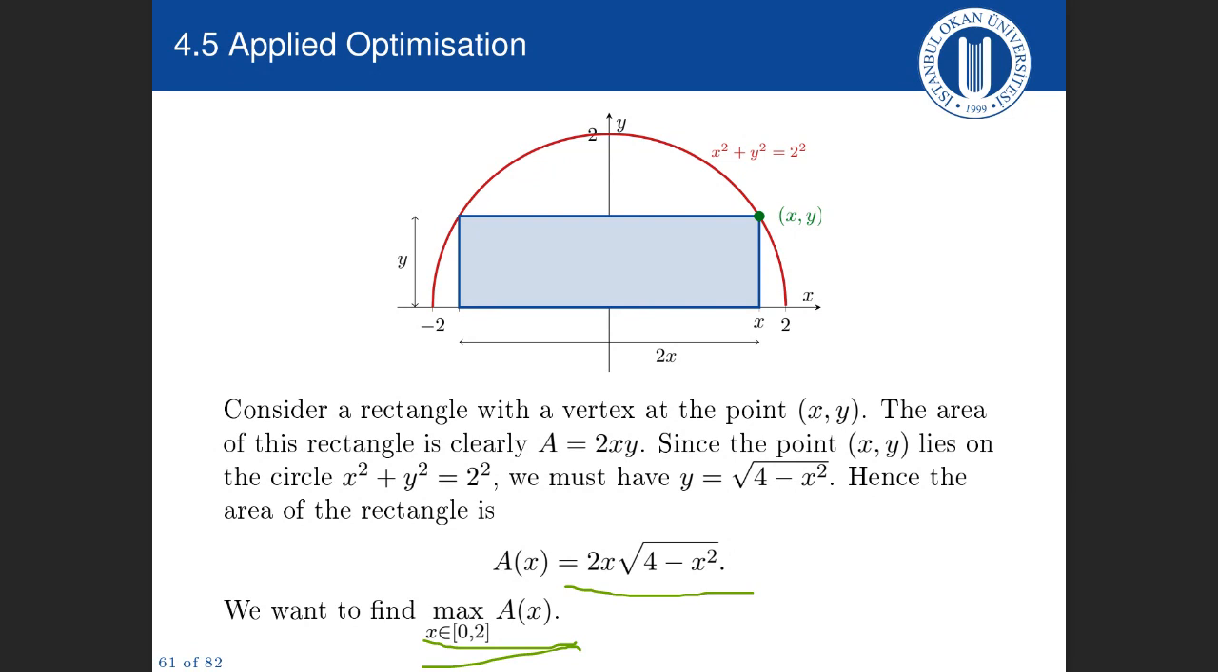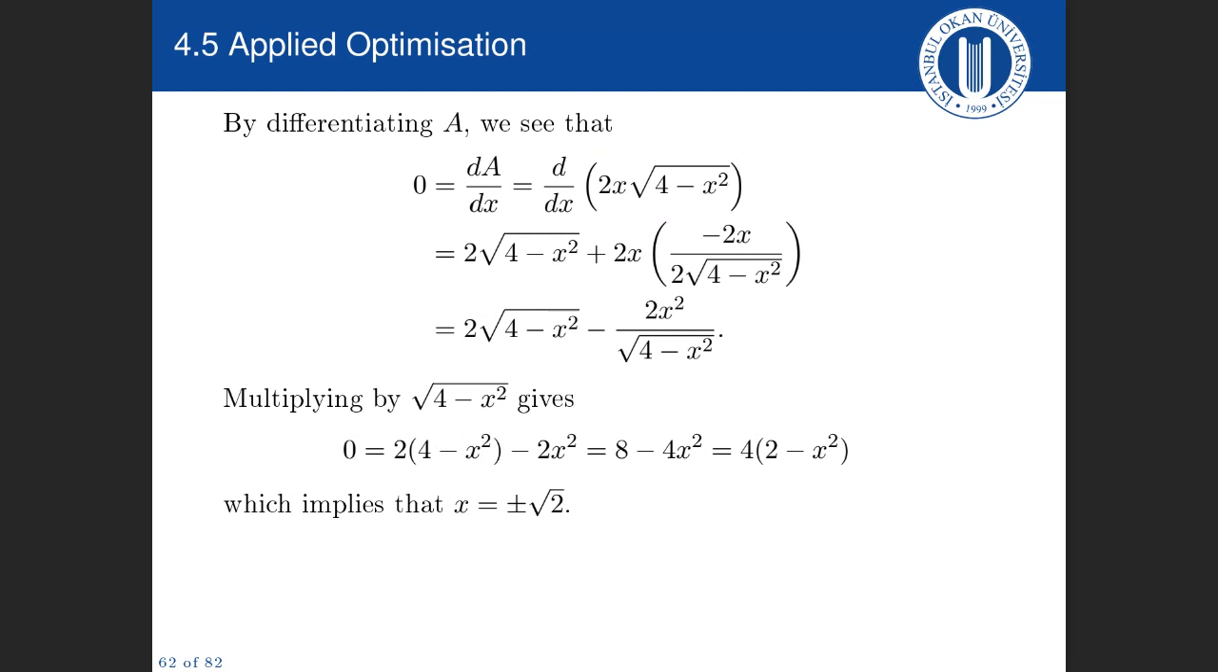So what we do is we differentiate it. If we differentiate A, we get this formula, and we want this to be equal to 0. So we need to rearrange this. We can do that by multiplying by the square root of 4 minus x squared, and we end up with 0 equals 4 minus 2x squared. So x must be plus the square root of 2 or minus the square root of 2.